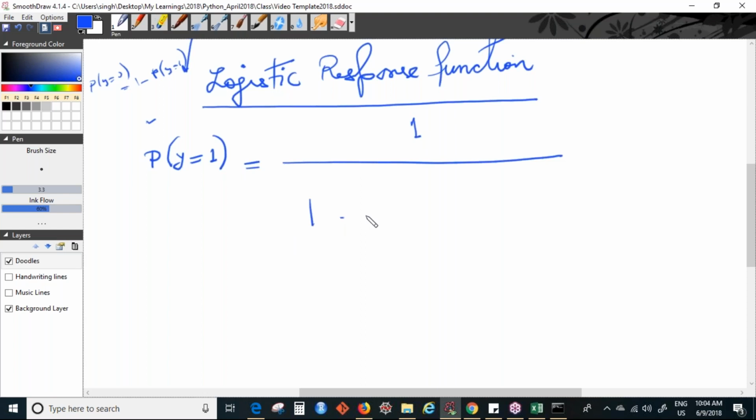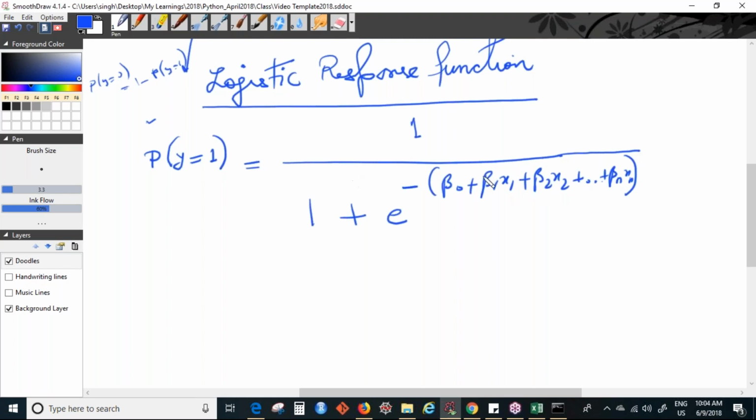So don't get scared, it's very simple. This is the logistic response function. If you see, we have just applied a few extra things to the function. This is the same linear regression line, and we have applied a function on top of that, so that the output is always between 0 and 1. Whatever values of x you take, your output will always be between 0 and 1.